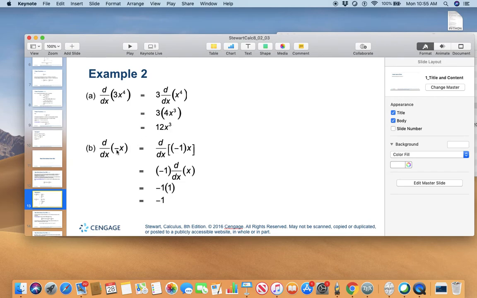Likewise, the derivative of negative x. Negative means what? It is negative 1 times x. So I can safely bring that constant out and take the derivative of x. We know the derivative of x to be 1. So the answer is negative 1.